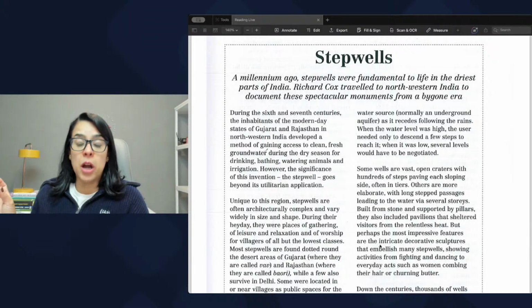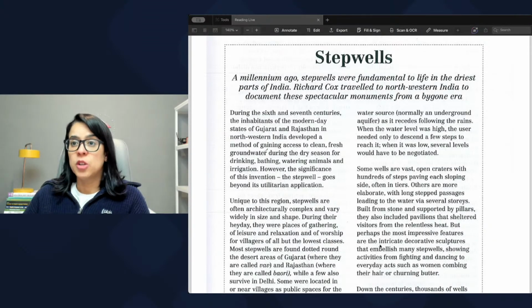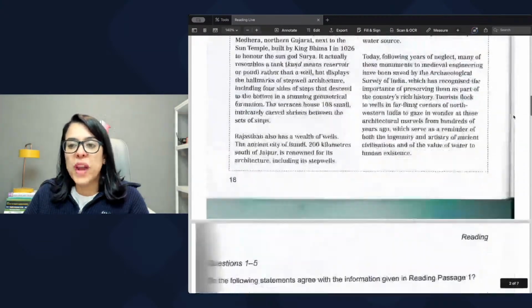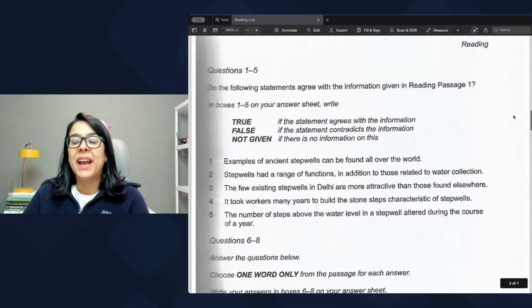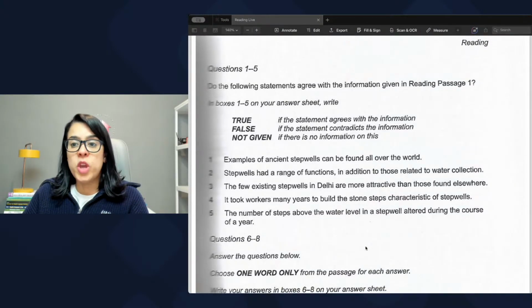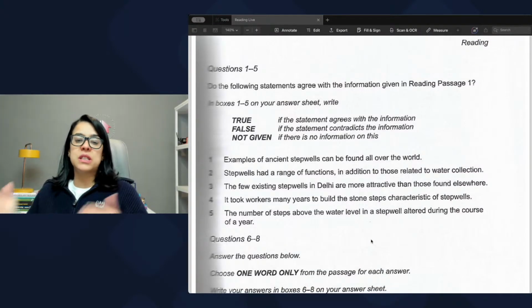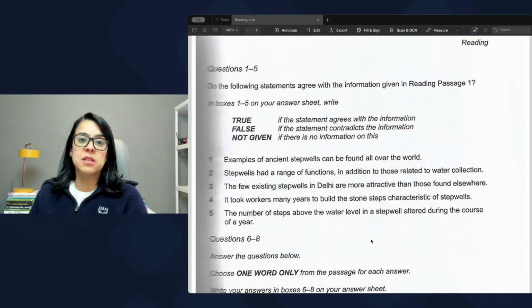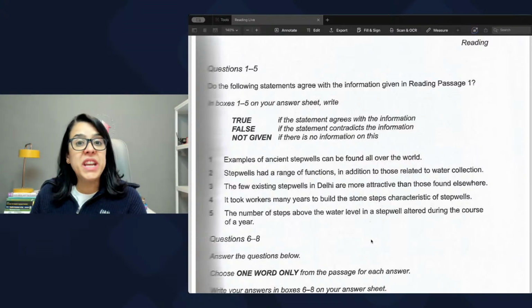And this is enough. We know it's a monument, and we know it is important in the driest parts of India. We don't need to know anything else. So now, what do we have to do? We have to go straight to the questions and take a look at the questions. So we always focus on the questions and look for the answers to the questions without having read the text previously. So keep that in mind.